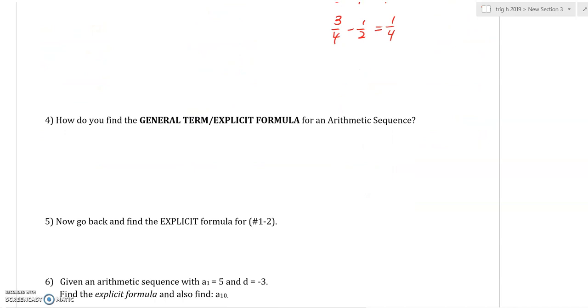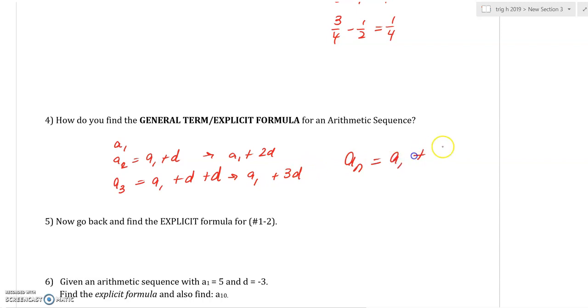So if we want a general or explicit formula, notice that first we have the first term, and then we have the second term, which is the first term plus the common difference. And the third term is the first term plus the common difference again. So notice this is a sub 1 plus 2 common differences. This is a sub 1 plus the common difference times 3, etc. So that's why this is our formula for the nth term of an arithmetic sequence.